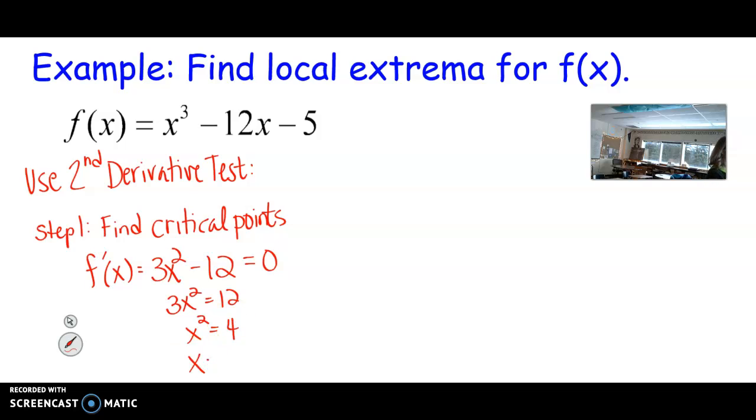Take the square root of both sides, and don't forget when you take the square root of this side, you want to do plus or minus the square root of 4. So I have critical points of positive and negative 2. These are my critical points.